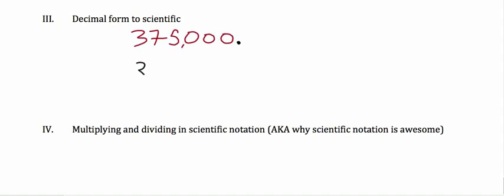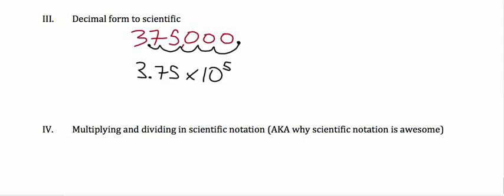Well, I would change it to 3.75. 0.375 is too small. 37.5 is too big. So it's got to go between the 3 and the 7. Then I figure out how many times I would need to multiply or divide by 10 to get back to my original number. Well, if my decimal place is here, 1, 2, 3, 4, 5, I would need to multiply by 10 5 times to get back to my original number.